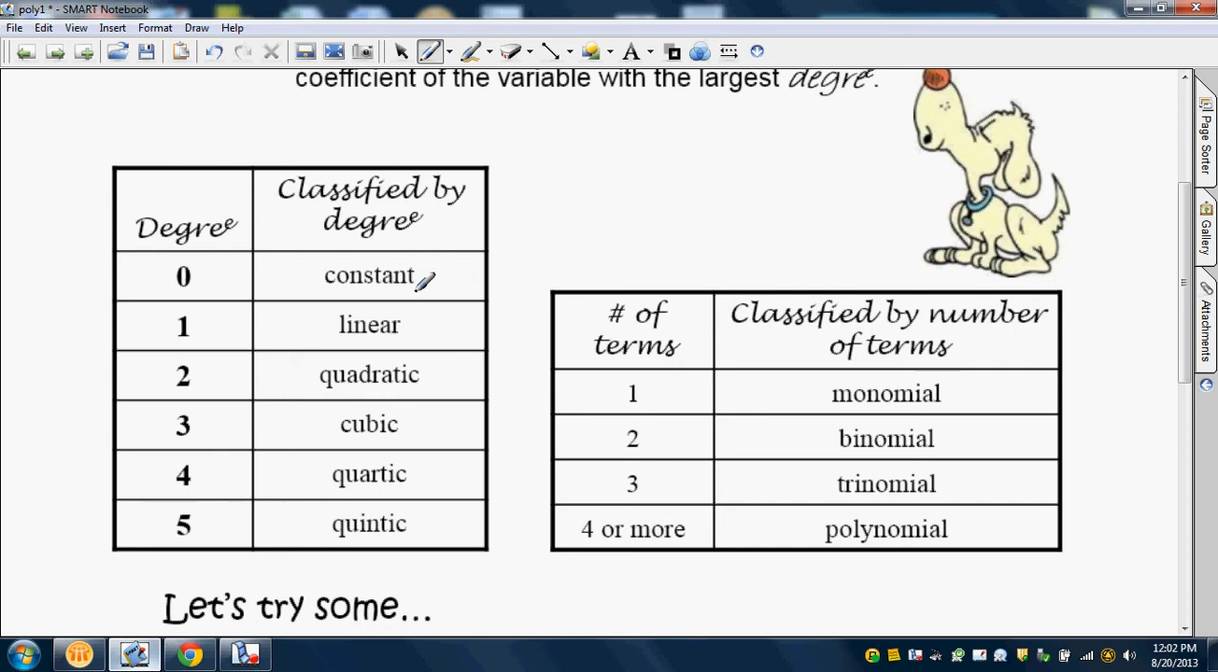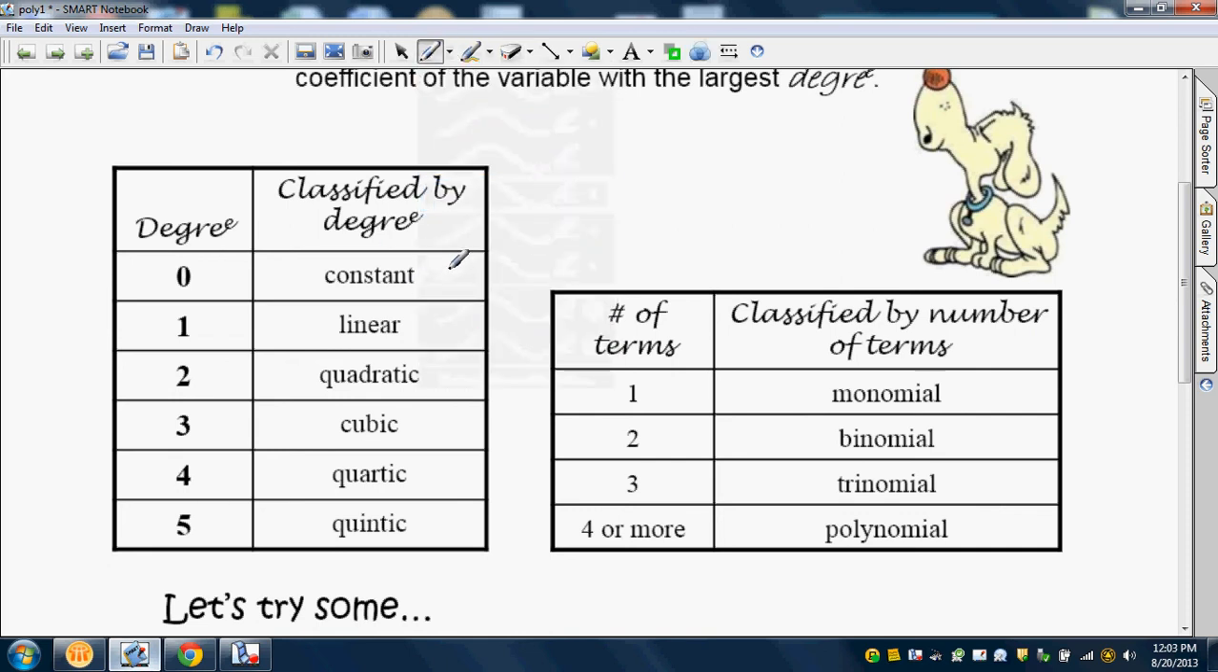Polynomials that have a degree of 0 are just a constant. That would be just a single number. So if you just saw the number 5, that's a constant. Polynomials that have a degree of 1 are linear. Polynomials that have a degree of 2 are quadratic. If they have a degree of 3, they're cubic. If they have a degree of 4, they are quartic. And if they have a degree of 5, they are quintic.